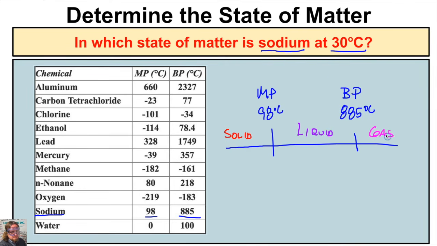So in this problem right here, we need to figure out the state of matter of sodium at 30 degrees Celsius. So where is 30 degrees Celsius going to be on this number line right here? Well, 30 degrees Celsius will probably end up being right around here. So what state of matter is sodium at 30 degrees Celsius? Well, it appears to be in the solid state, or the solid phase. Let's take a look at another example.